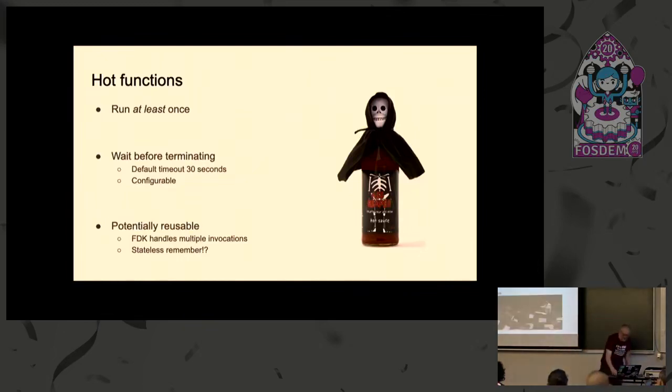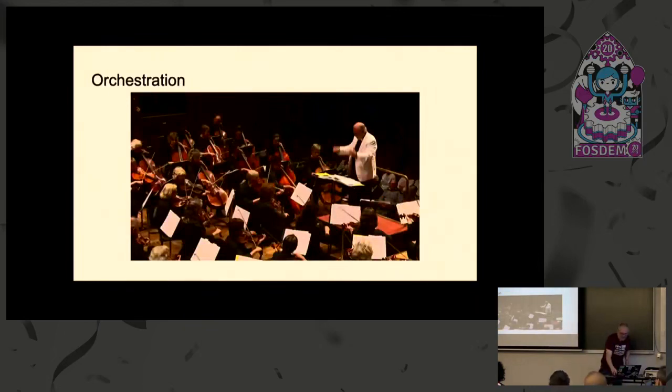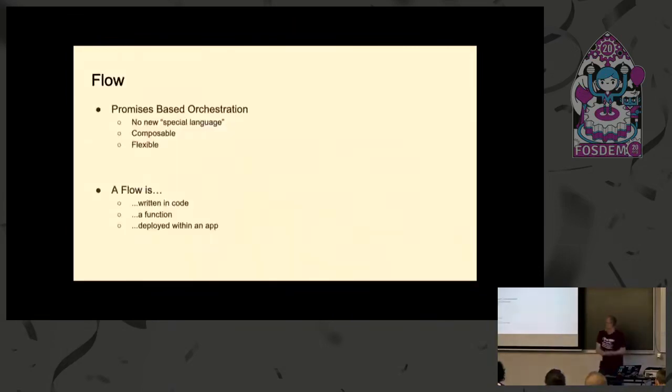Orchestration. The functions are quite small, so they're not going to do a great deal individually, so we need a way to orchestrate them. In Fn, we have something called Flow. It's promises-based orchestration. Unfortunately, for those who like XML and YAML and things like that, it's not a new dialect of that. It's Java or Python, and you use that to compose your functions together. It can be synchronous, asynchronous, in series, in parallel. And it's written in your code as a function, and you deploy it within the app as a function.